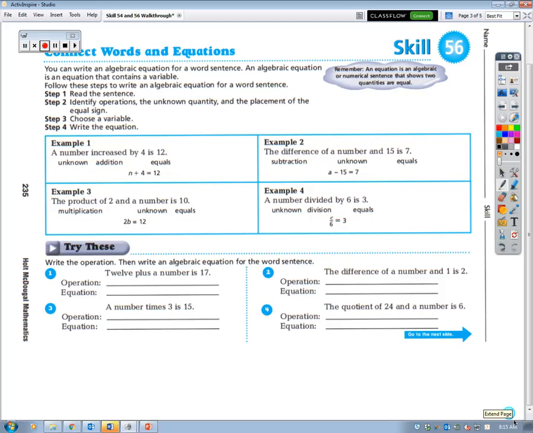It wants you to write the operation and then the algebraic equation for the word sentence. You're not actually solving anything. If you guys are coming up with solutions right now, you've gone too far. It just wants you to find the equation. Okay?